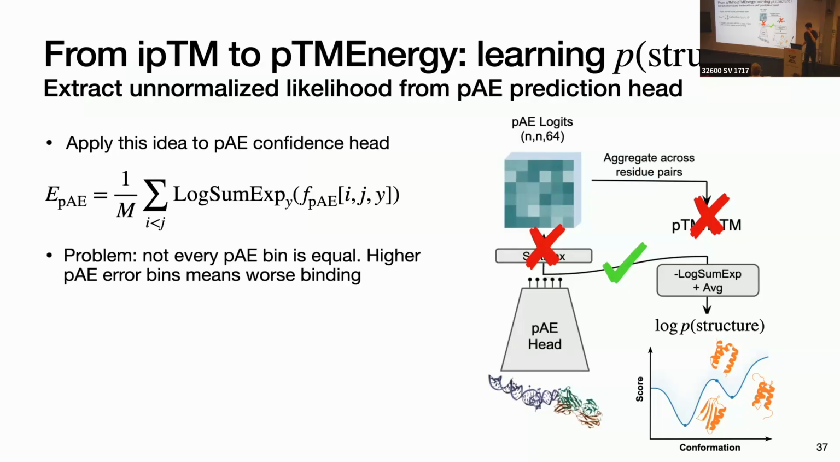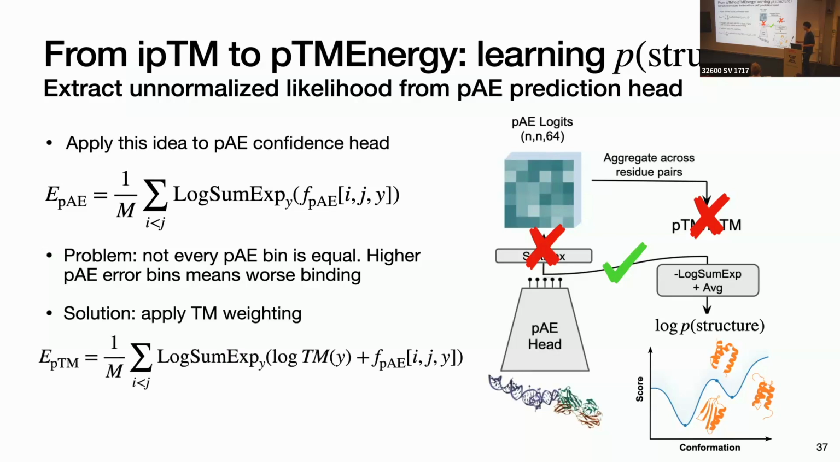We just need to do one more small tweak, because not all PAE bins are equal. Here we are trying to predict this error term called predicted aligned error, and higher error means worse binding. So we follow how they calculate the pTM or ipTM score. We also apply the same TM weighting to the bins and get what we call pTMEnergy, by adding this pTM weighting to the different PAE bins.